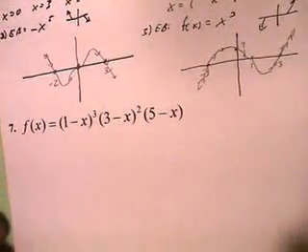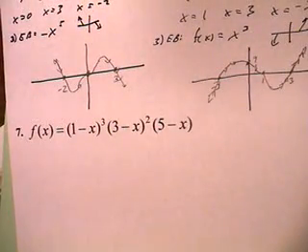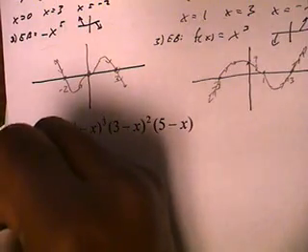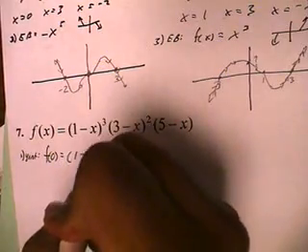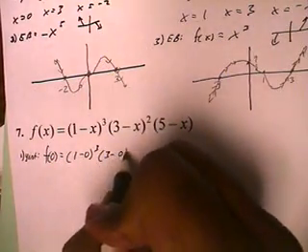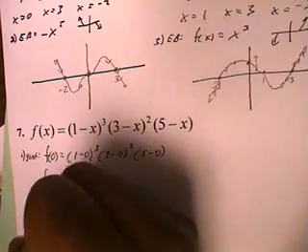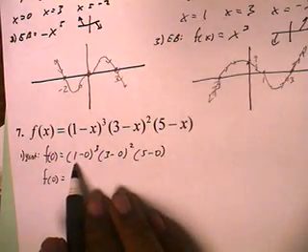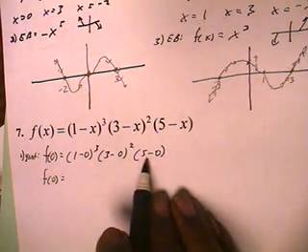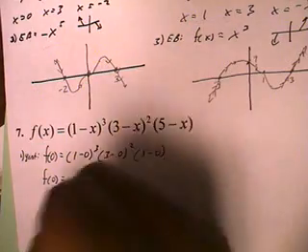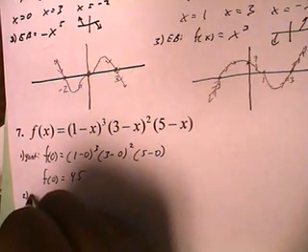Alright, number 7. We're going to first find the y-intercept by making all the x's 0. So this will be (1 minus 0) cubed, then (3 minus 0) squared, and (5 minus 0). 1 cubed is 1, 3 squared is 9, and 5 minus 0 is 5. So 1 times 9 times 5 is 45, and that's my y-intercept.